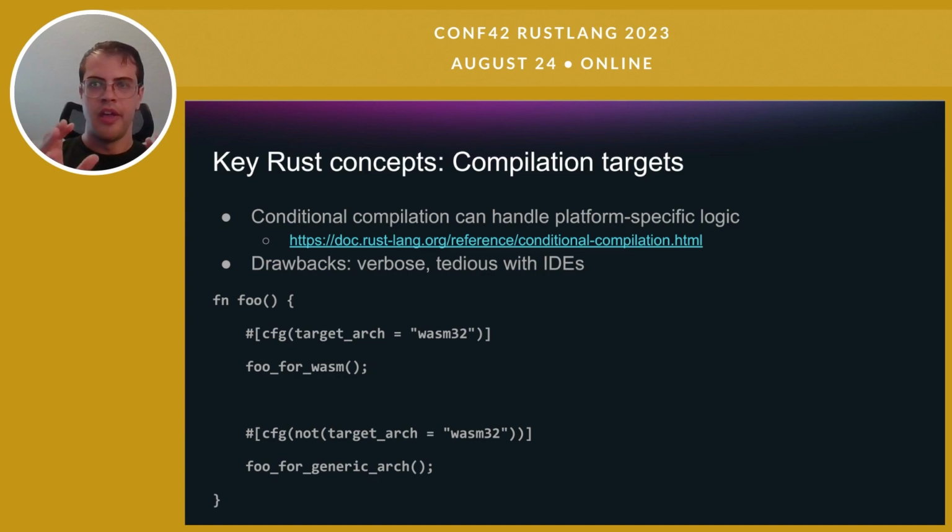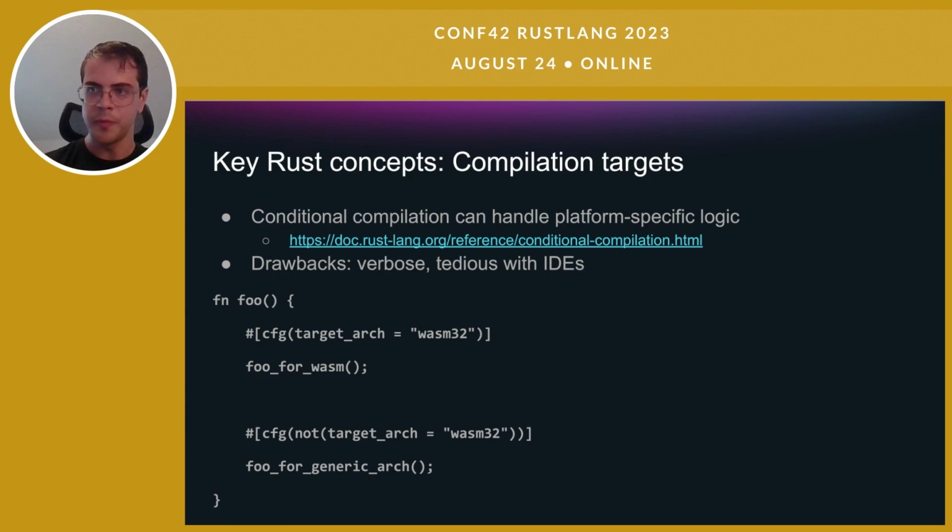Now, given that you can have these different targets, it's useful to be able to write code that selects or is specialized to a particular compilation target. Conditional compilation allows us to do this. Again, I've got a link up on the slide, which you can do some further reading on if you're interested. But long story short, the syntax looks like the example I've got up there.